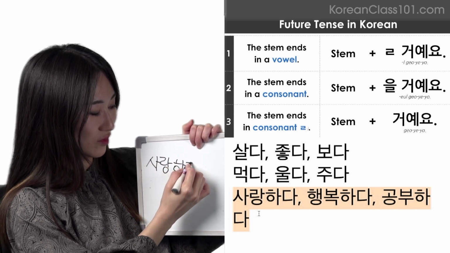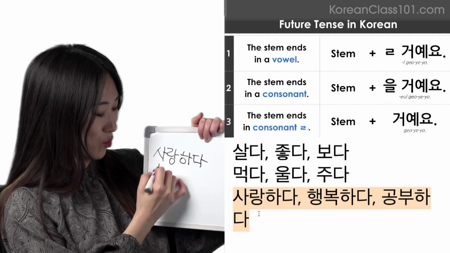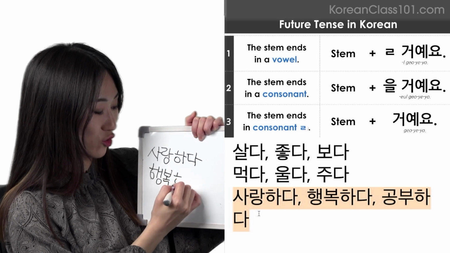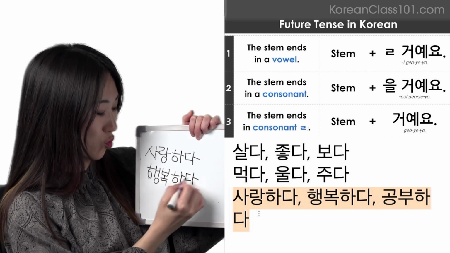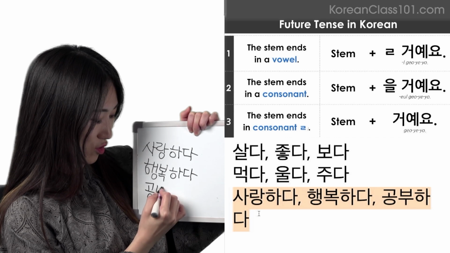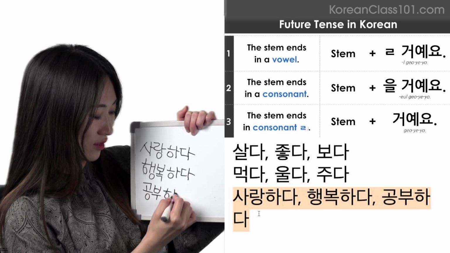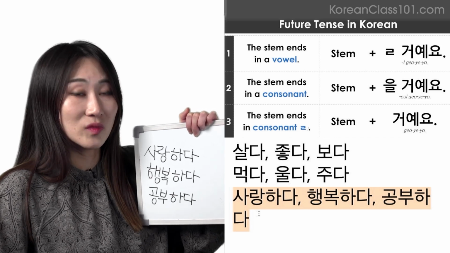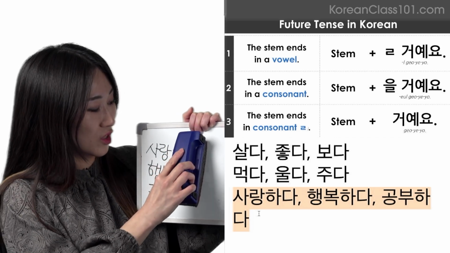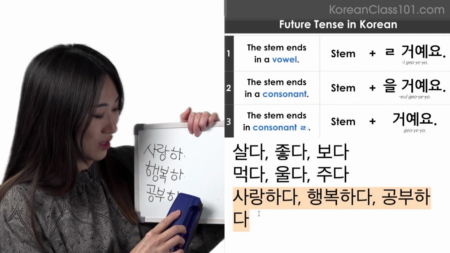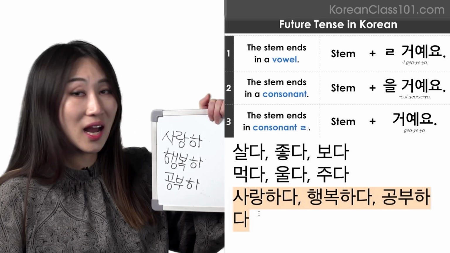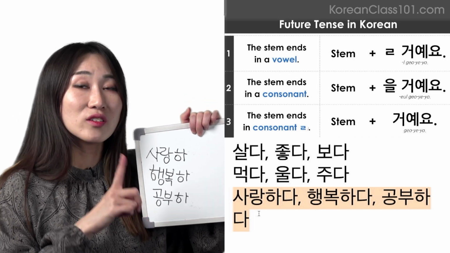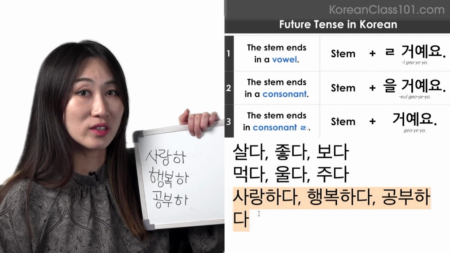사랑하다, 행복하다, meaning to be happy. 사랑하다 means to love. And now 공부하다, to study. So what is the stem? Stem is simple. Remove 다 at the end. 사랑하, 행복하, 공부하 is the stem. Does it end with a vowel or a consonant?